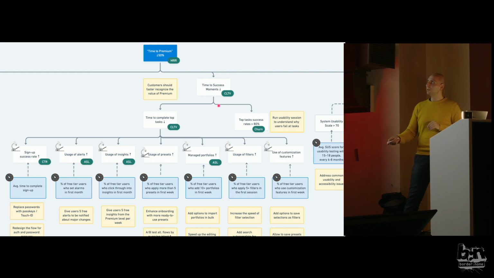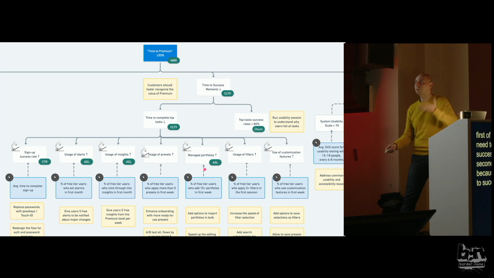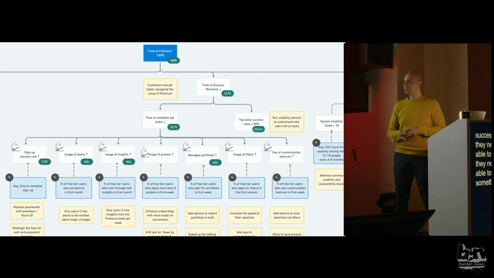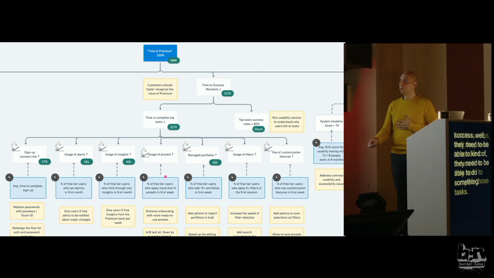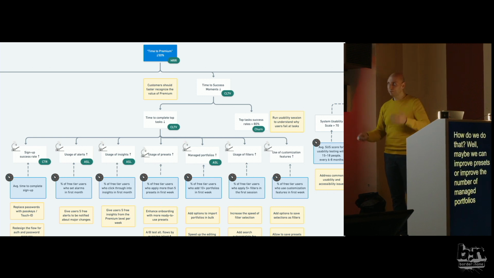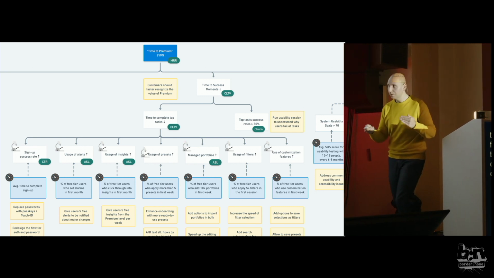So what does it mean? Time to success gets reduced? Well, that means that first of all, people need to be successful. And second of all, because it's time to success, we need to be able to reduce the time they need to complete those tasks. How do we do that? Well, maybe we can improve presets, or improve the number of managed portfolios, or improve the usage of filters. So all those things could be driving different parts. Sometimes they might be contradictory, right?